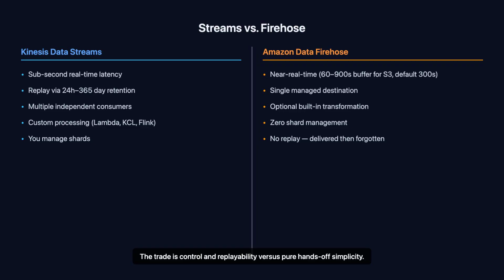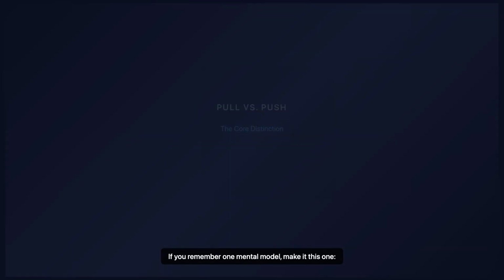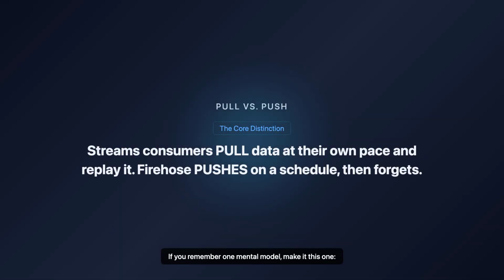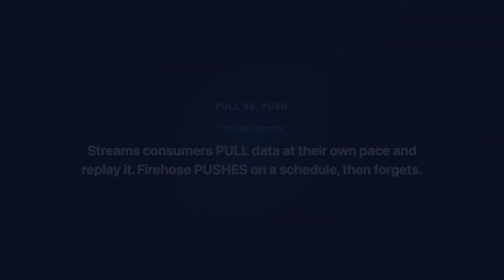The trade is control and replayability versus pure hands-off simplicity. If you remember one mental model, make it this one. Pull versus push. With streams, your consumers pull data at their own pace, which is exactly why they can control their position and replay history. With Firehose, the service pushes data to a destination on a schedule, and once it's delivered, Firehose is done with it. That single architectural difference, who's in control of reading, explains almost every feature gap between the two.